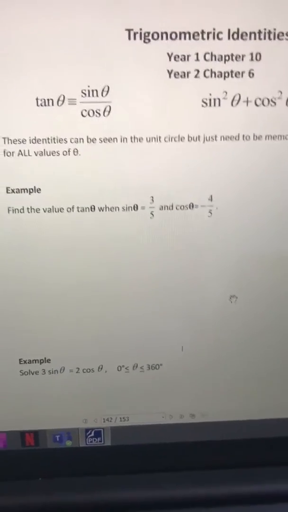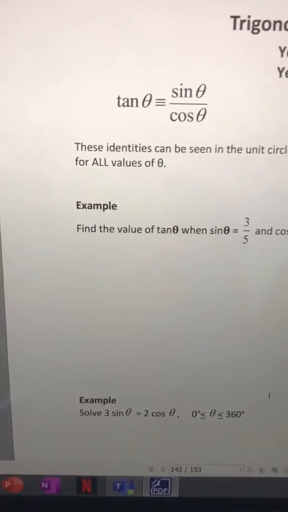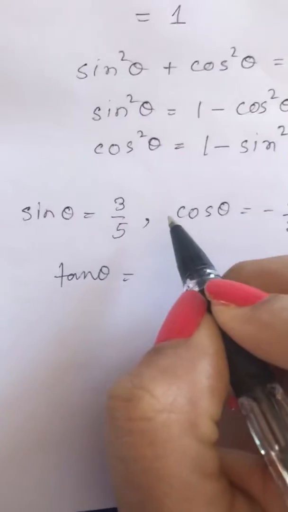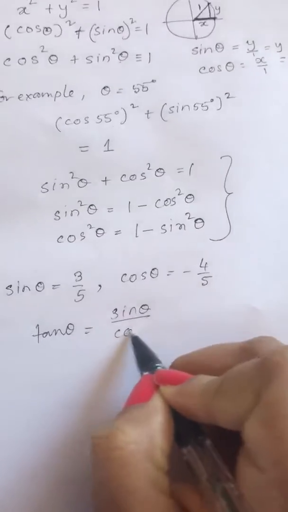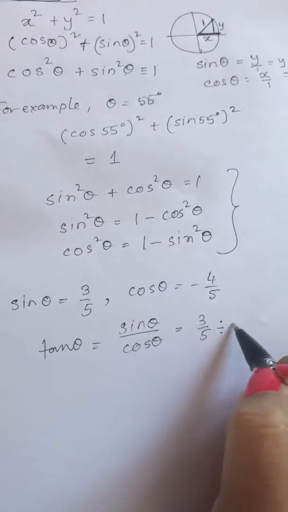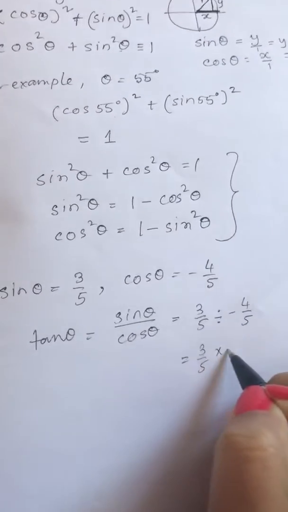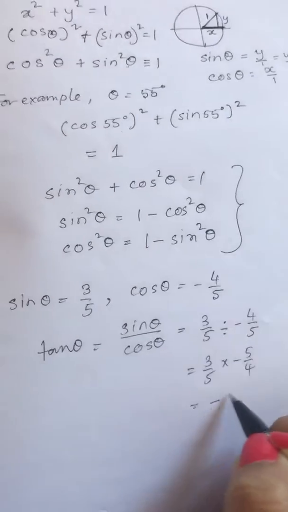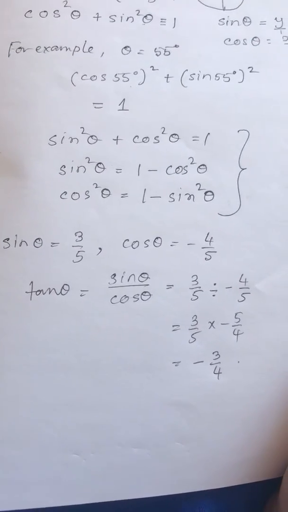Now, remember, this is on your notes, page 141. You already know an identity: tan theta equals sine theta over cos theta. And you have exactly that, which means 3 over 5 divided by minus 4 over 5. So you can leave it as minus 3 over 4. So tan theta is minus 3 over 4 using the identity tan theta equals sine over cos.